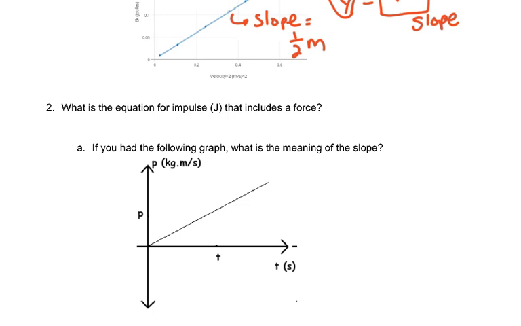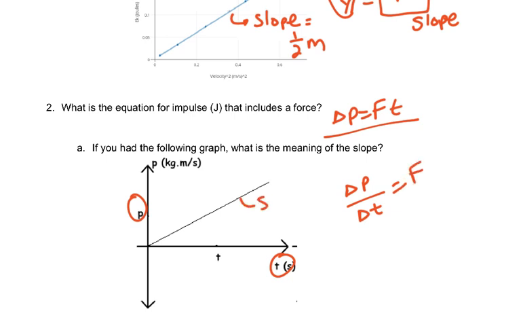So if I had an impulse, which is a force times time, and this graph right here is a momentum versus time graph, well, I would divide these according to this equation. So the change in the momentum over the change in time equals force. So the slope of this graph would be the force. And remember, that's an average force there, not necessarily the force the whole time.